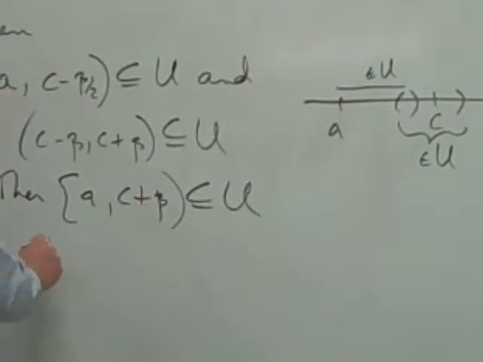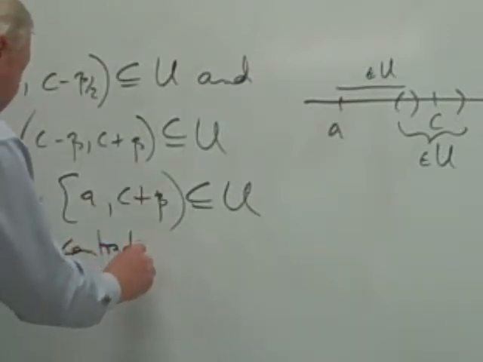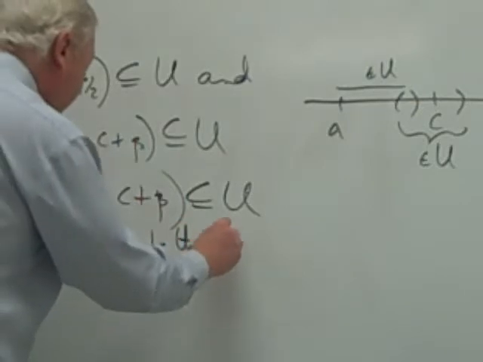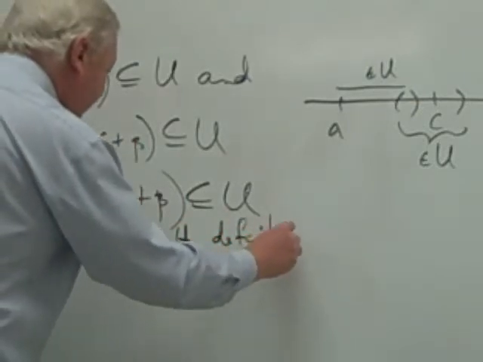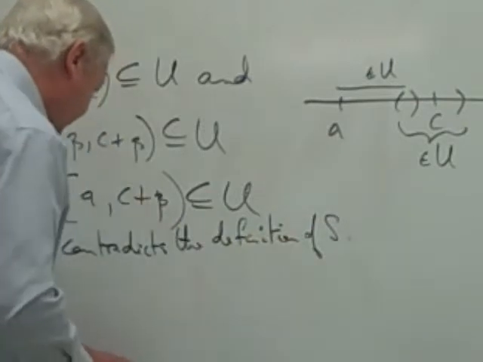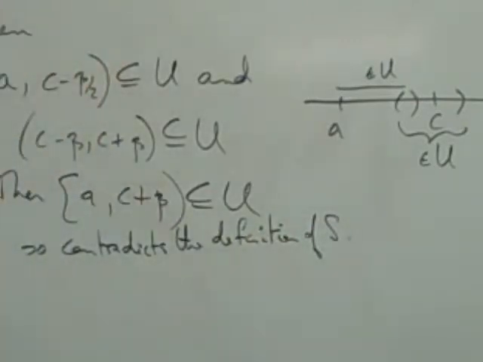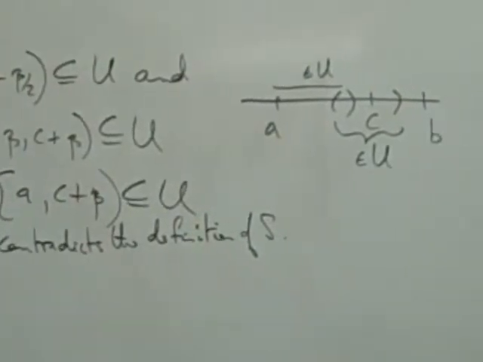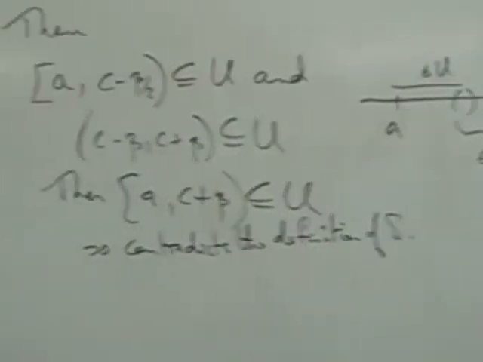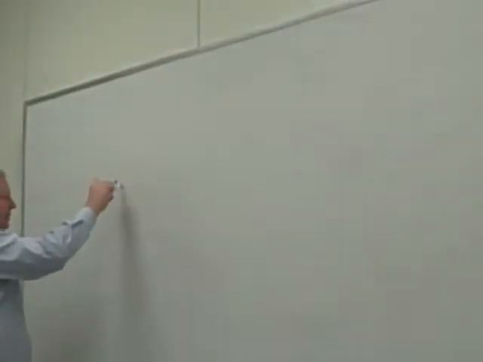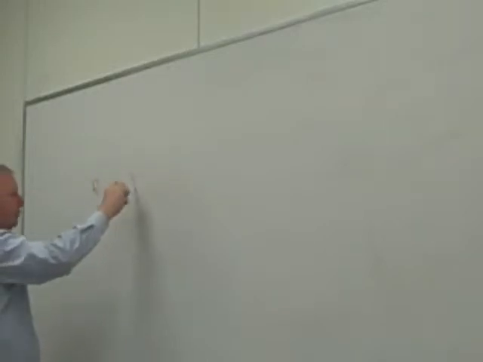So this contradicts the definition of S. So that's ruled out. So the second possibility is that the point C is in V.